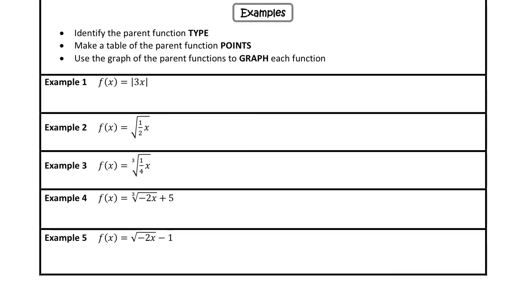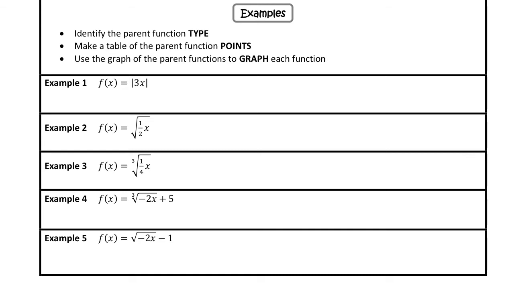Okay. So these are the 5 examples we're going to do, and there's actually a total of 7. But after I graph example 5, then I'll jump to 6 and 7, and I'll show you what those are like.